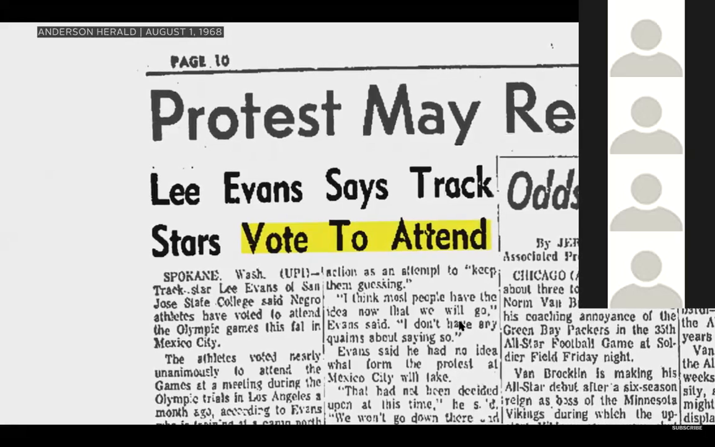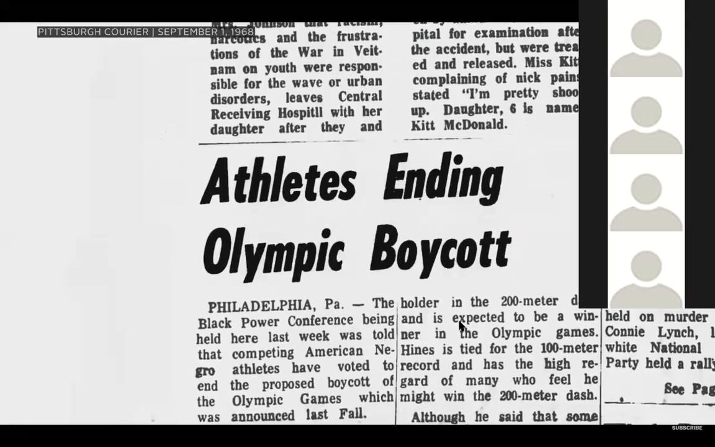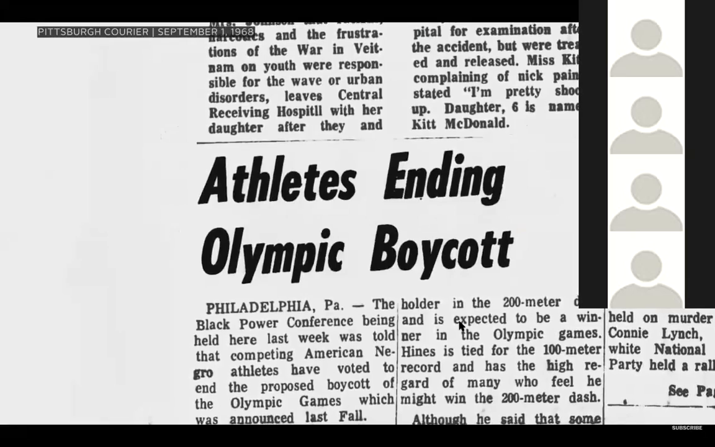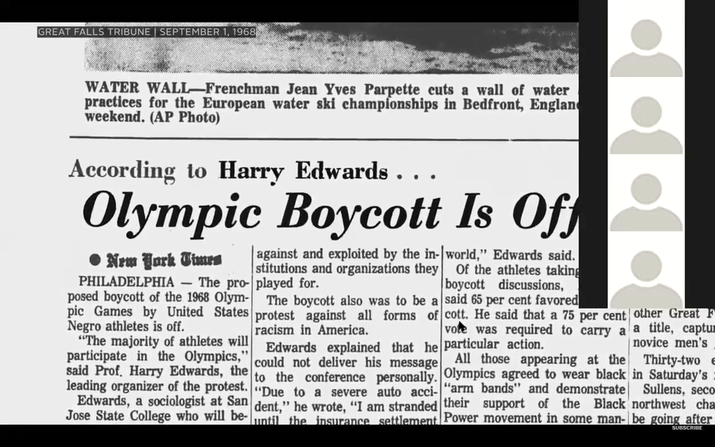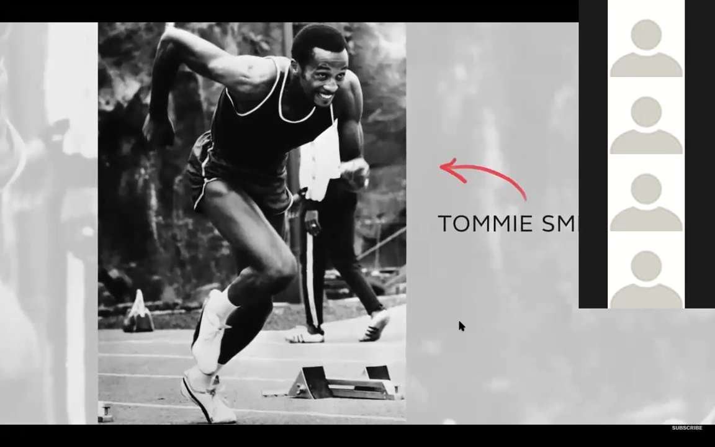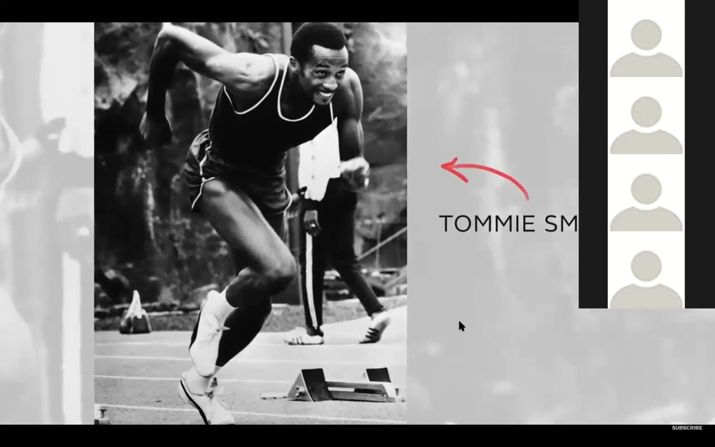Ultimately, it came down to a vote. The decision was made that if there wasn't really a unified majority of Black athletes who would participate, the boycott would be called off, because those who did boycott, like Tommy Smith, would have been boycotting in vain. Another Black person simply would have taken their place.